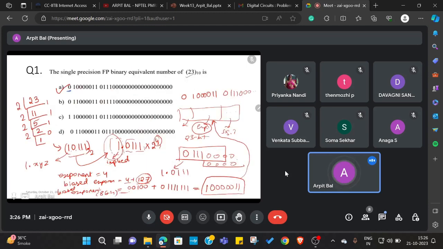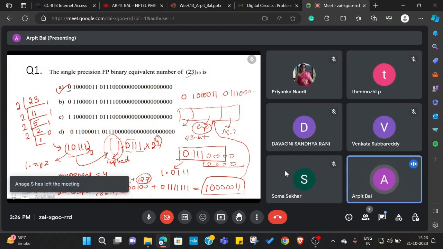When I say exponent, it is actually biased exponent. So what is biased exponent? It means whatever exponent we obtain, we add 127 to it to obtain the biased exponent. So 127 is the bias value. Let us first represent 23.